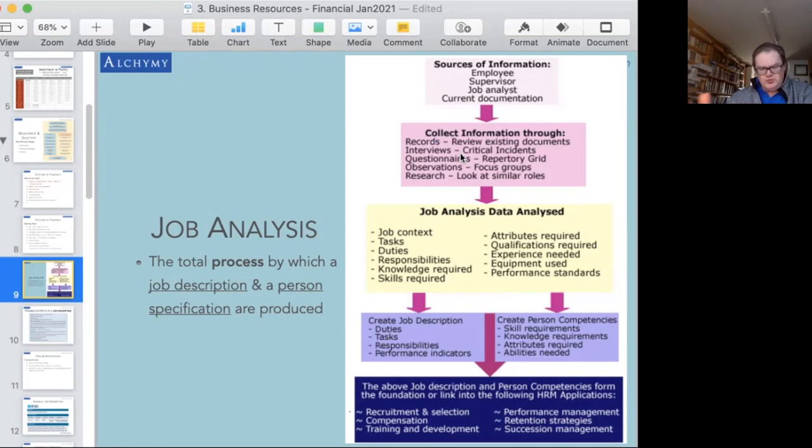Why are you doing that? Where does it go next? What happens next? What do they do? Why do they do it? How do they do it? All of those are useful questions to help us gather that information, to help define the job, okay? What's the context for the job? What are the tasks that have to be done? What are the responsibilities? What skills are required?